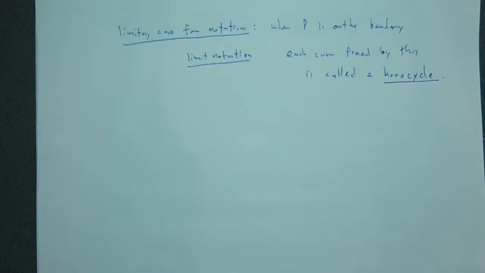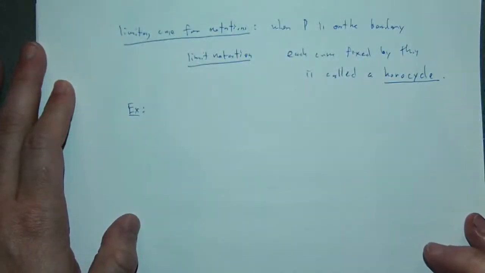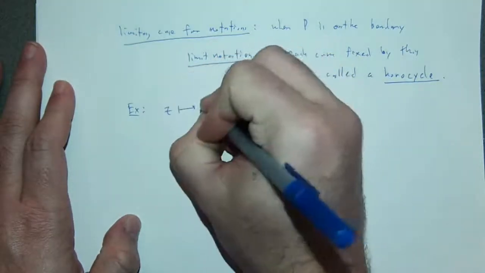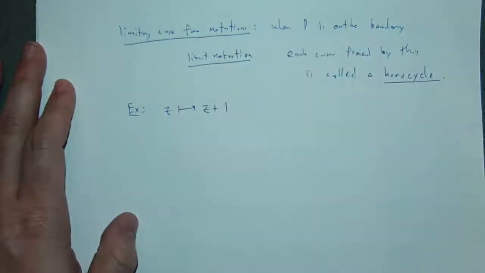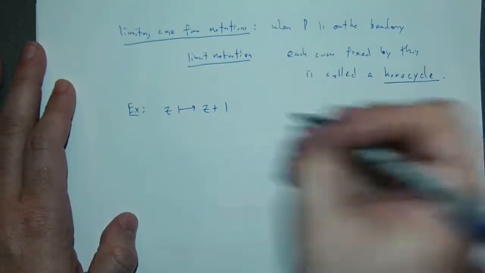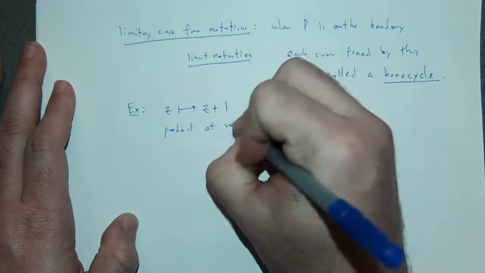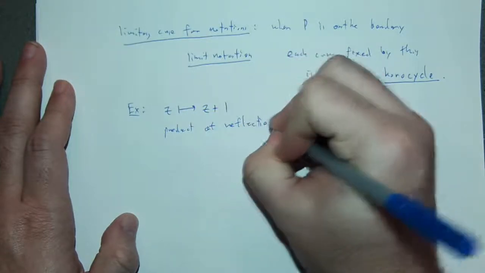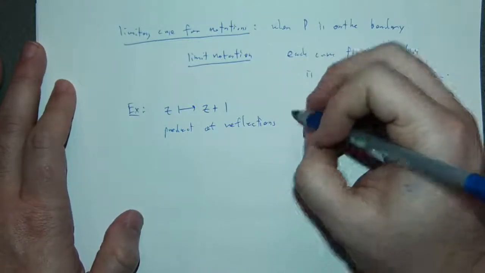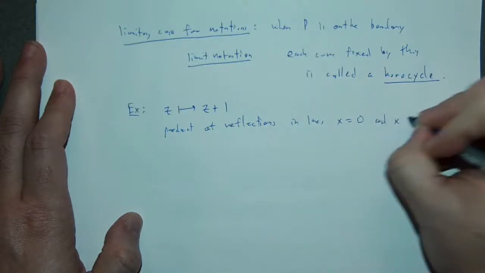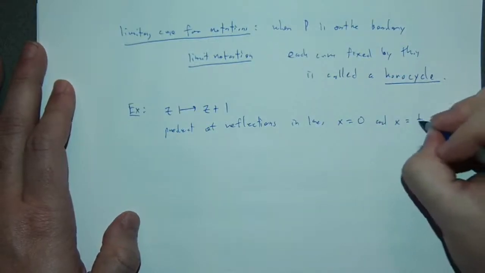There's an easy example of this, so I'll just give the example. Look at the horizontal translation that sends z to z plus 1. This is a product of reflections in the vertical lines x equals 0 and x equals 1/2.